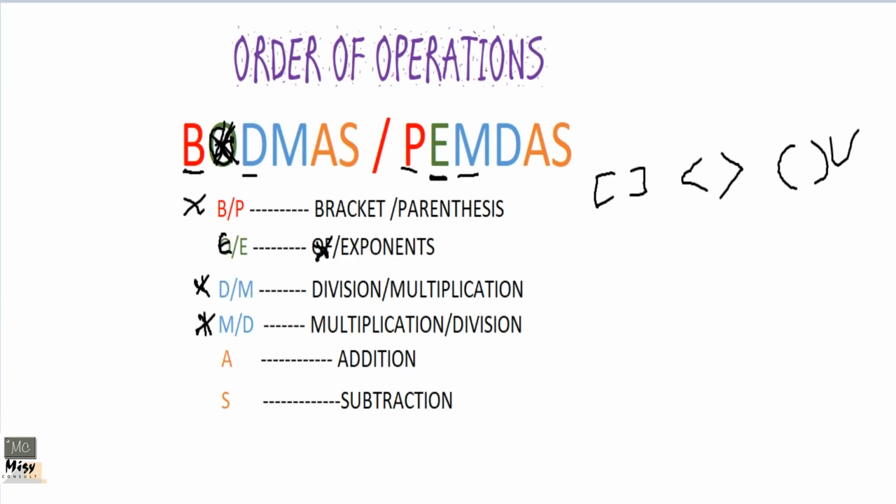Addition and subtraction are the same, but one train carries multiplication and division. So multiplication and division are at the same level. They move from left to right. The first one you meet is a multiplication.